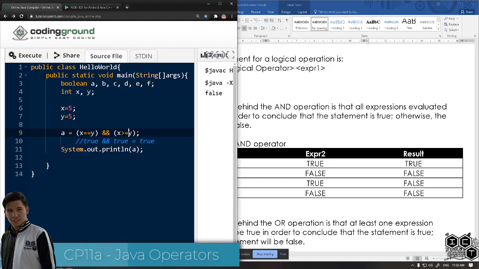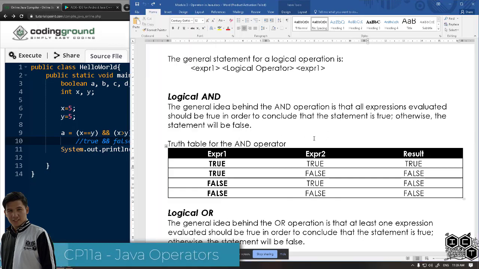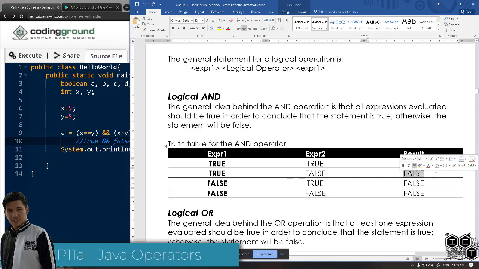Ngayon, kung tinanggal ko tong greater than, yung equal lang, anong sagot naman dyan? Is 5 greater than 5? The answer is false. So, therefore, checking the table, true and false will automatically result into false. As simple as that. Pag AND, ganyan ang AND. Again, remember that when we say AND logical operator, both of the expressions should be true.